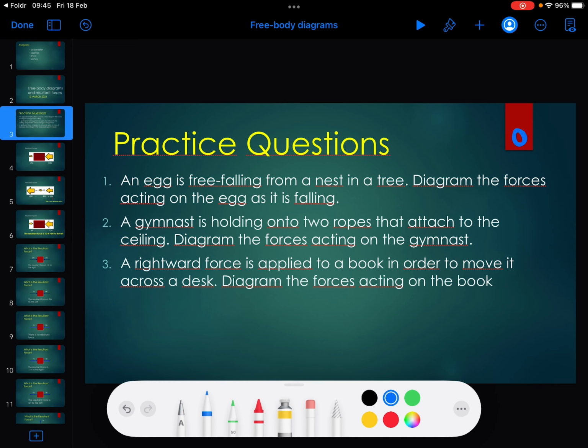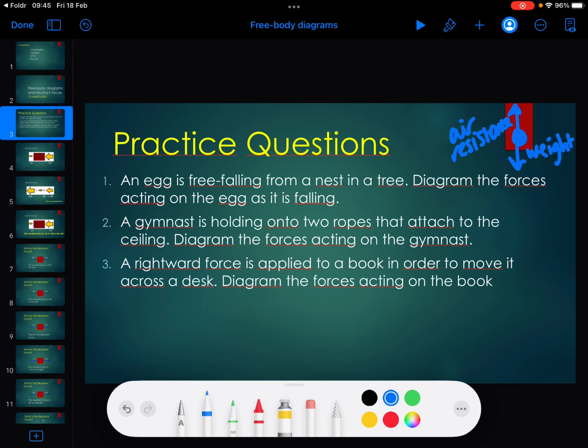So I'm going to draw a blob for my egg. And very similar to the feather, we will have weight acting downwards. And because it is falling through the air, we will have air resistance or drag acting up. So hopefully that's nice and straightforward.